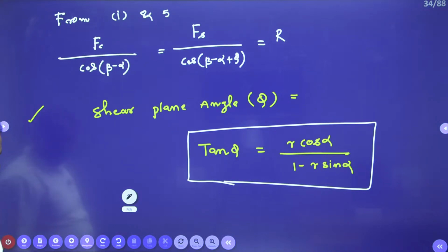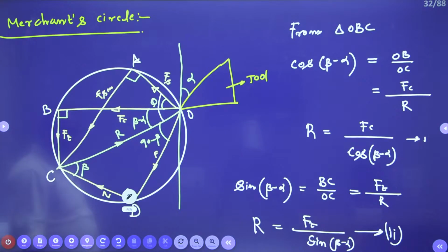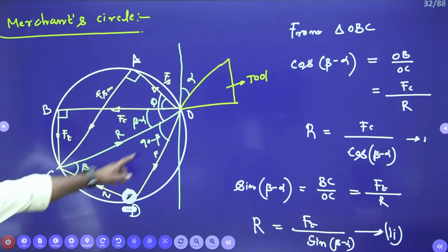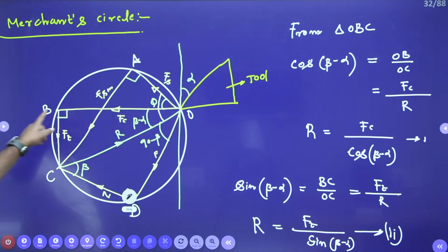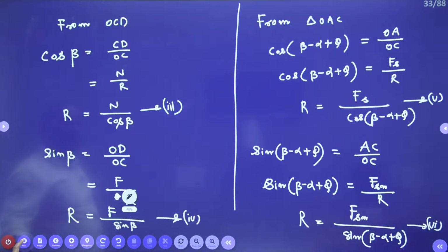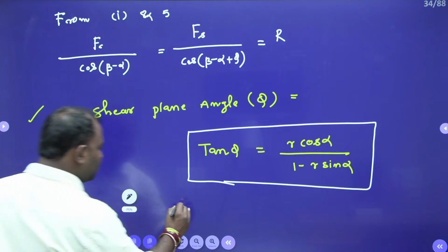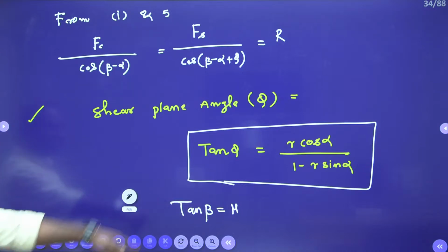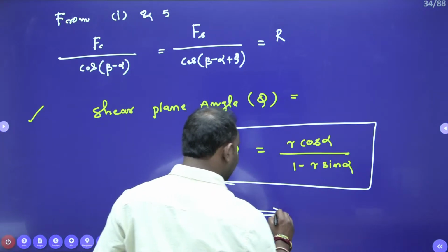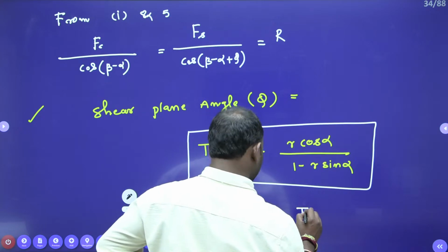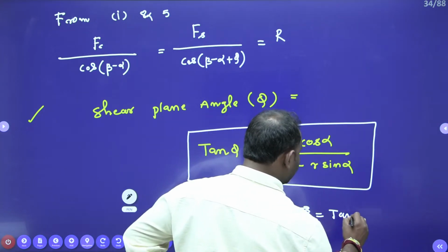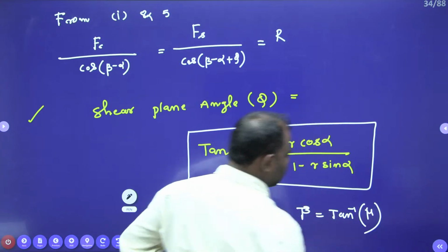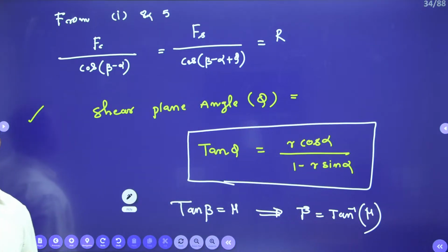Now similarly, how can we find the beta? As we know, tan beta is equal to mu, right? How can we find out beta? So here I can write it as beta is equal to tan inverse mu. All right. So like that we can calculate.